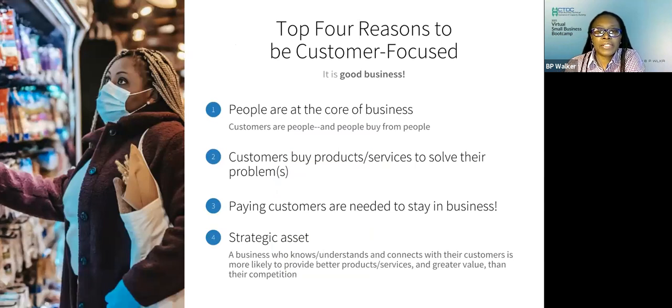As I usually like to start off by giving you the why. So why do you need to be customer focused? Number one, it's just plain good business, but I identify 4 key reasons that you should keep in mind. First of all, people are at the core of business. People start businesses, and customers are people. At the end of the day, it's people who buy from people. So if you are customer focused, you're more likely to be focused on people and more likely to provide them products and services that they actually need and want.